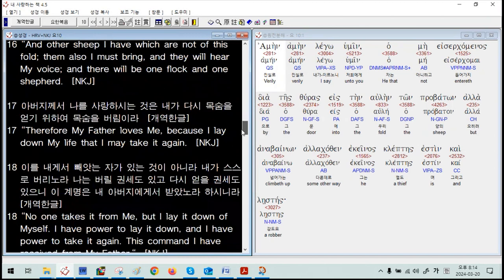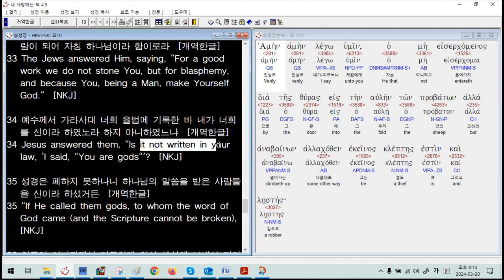Jesus answered the Jews, is it not written in your law, I said, you are gods? If he called them gods, to whom the word of God came, the scripture cannot be broken. That's why they are perfect gods. But it starts as imperfect, isn't it? We are going to look at John chapter 1, verse 1 after this.